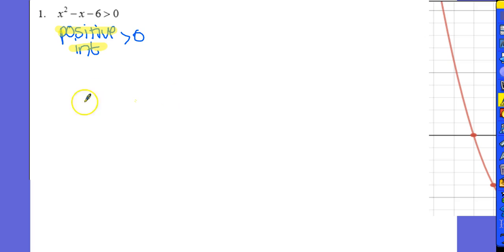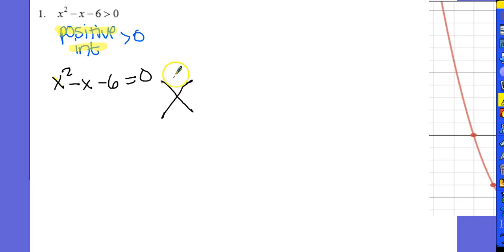Okay, so the next step says that we're going to factor the inequality. All right, so x squared minus x minus 6. And since I want to find the zeros, I'm going to make it equal to zero. That's how you find zeros: you have to make it equal 0. Okay, so we're going to factor. You can factor using your AC method and your AC chart.